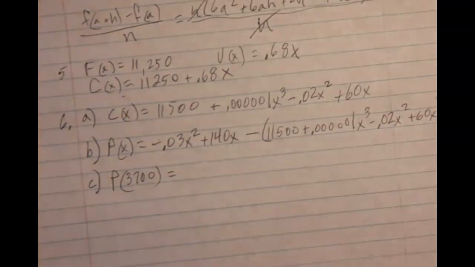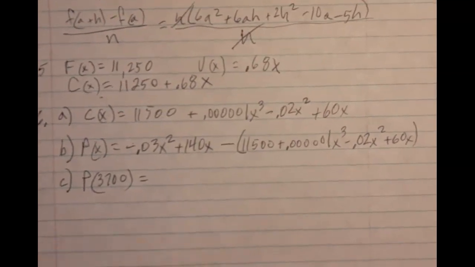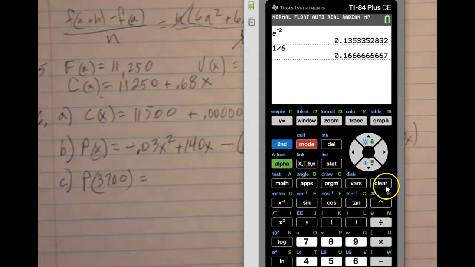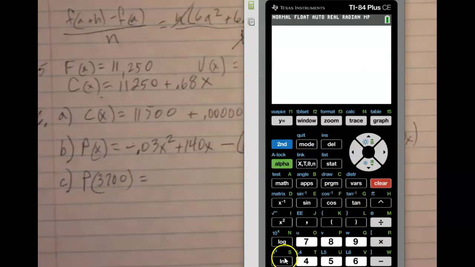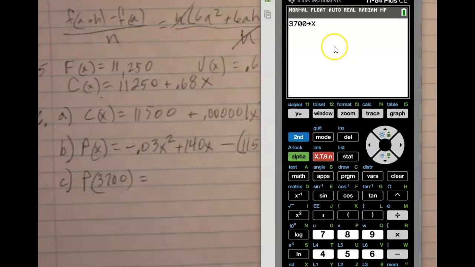So we'll go to the calculator for that one. We need our profit function, and put that into our calculator. Clear my main screen, and all I want to do is store 3,700 to X. Remember that the store button is down here. 3,700 store to X. We end up with this stored there. I'm only doing this one time, so I only need to do it once on my calculator.